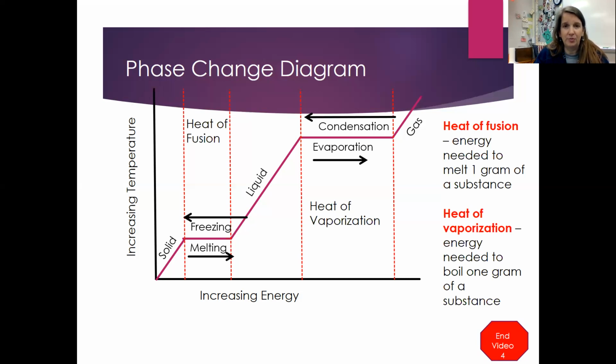Now, the heat of vaporization, that's going to be the energy that's going to be needed to boil 1 gram of a substance, okay? So that's your phase change. Just make sure you're familiar with this. And I find it helpful to draw it when we talk about endothermic processes and exothermic processes here in a little bit.